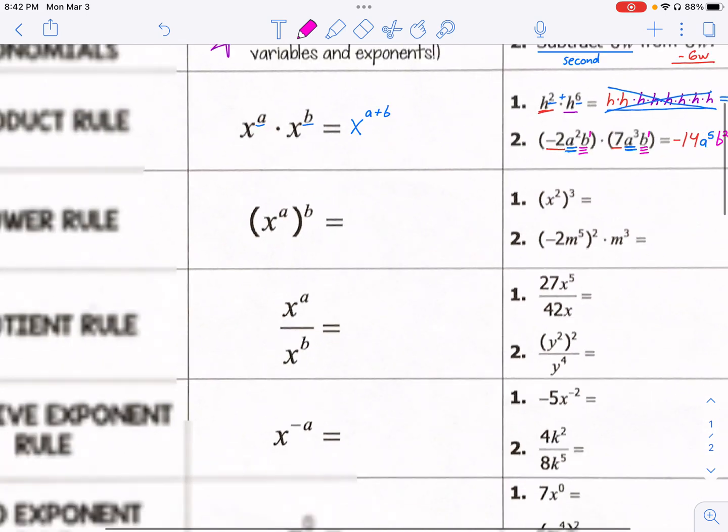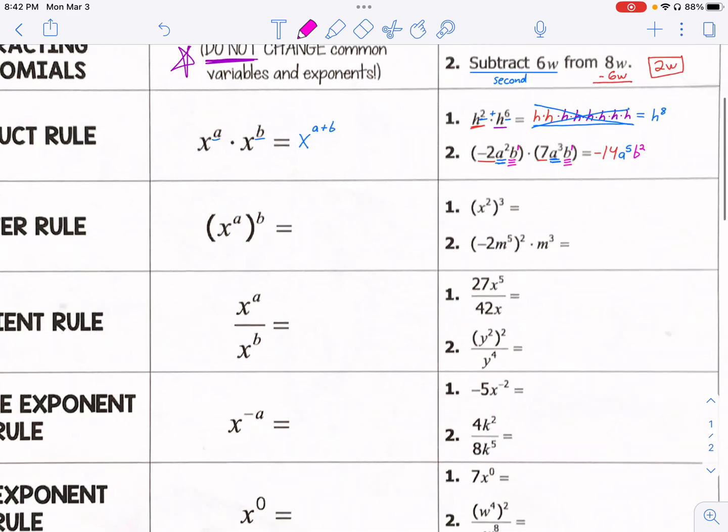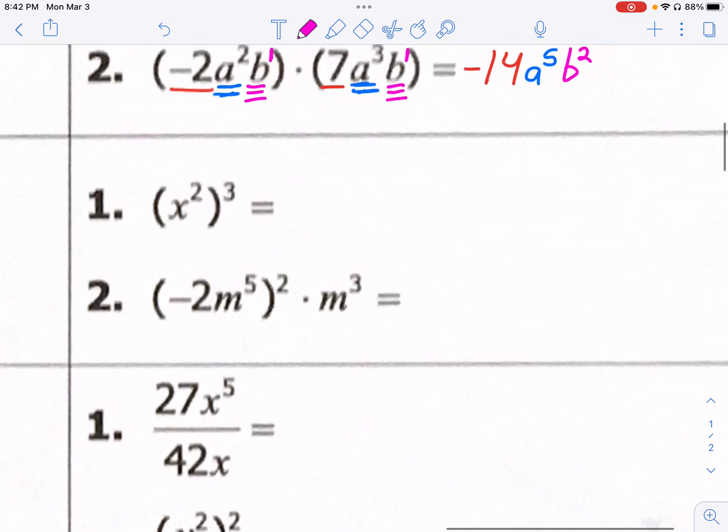All right, let's look at the next one, power rule. So just like the last one, let's look at number 1. We'll go about it the long way, and then we'll see how the shortcut happens. So on the power rule, again, when I do this the long way, we start out with this 3. That cube tells me I have 3 sets of x squared.